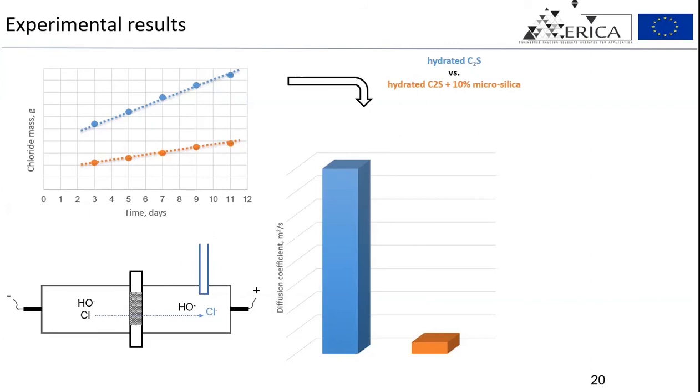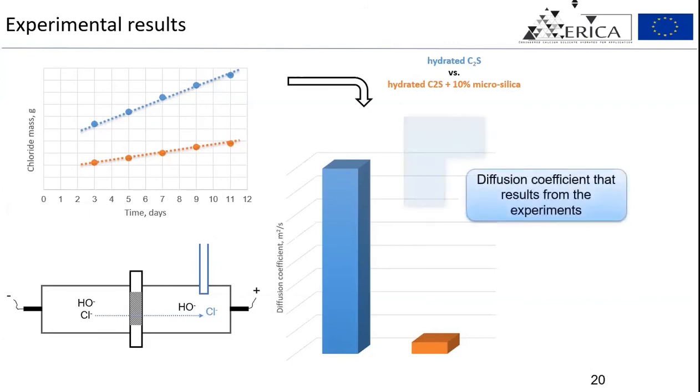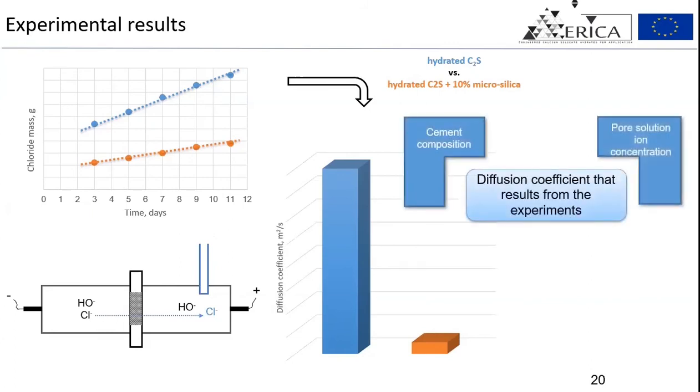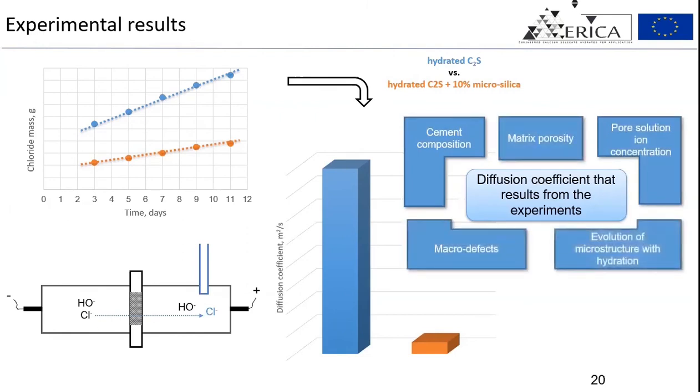We must keep in mind that the diffusion coefficient that results from the experiment depends on many parameters that can affect its results. To understand the transport mechanisms, complex models are necessary to explain all the processes that happen simultaneously during testing.